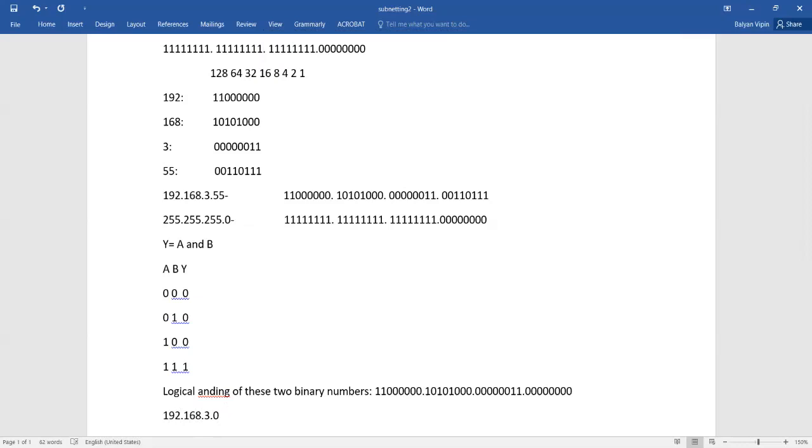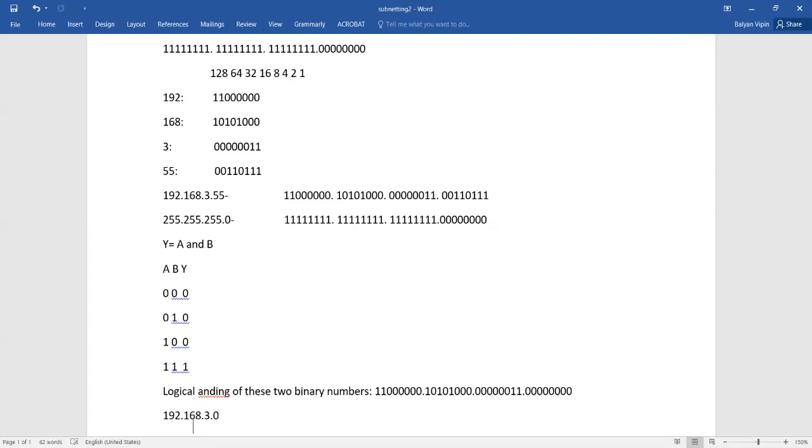So in this way, you can find the network ID of any given IP address with a corresponding subnet mask given to you. Or you can say that you can find the IP address of the router to which you are connected. Now let's take another example.